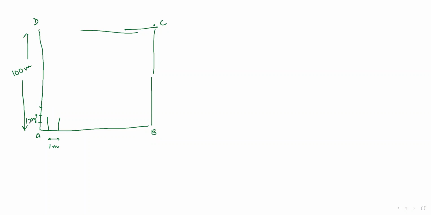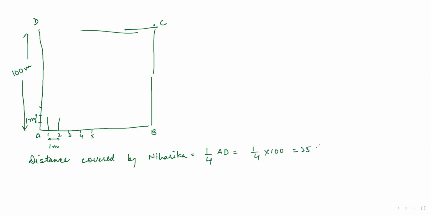Okay, now the ground's dimensions are all written. Now Niharika runs 1/4 the distance AD on second line. So this is your 1, 2 like this, understood? 3, 4, 5 like this. Now Niharika runs 1/4 the distance AD. So how much is 1/4 of AD? 25 by 100. 25. Distance covered by Niharika is 1/4 of AD. Understood? That means 1/4 of 100, which is 25 meters.